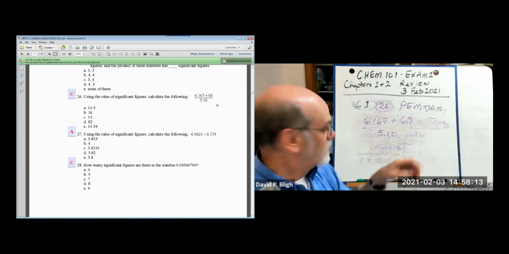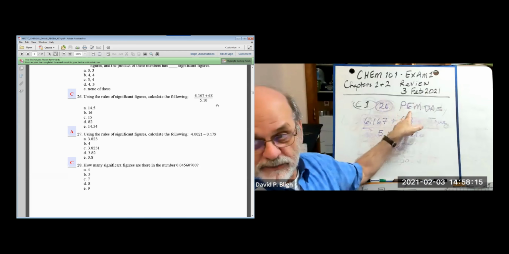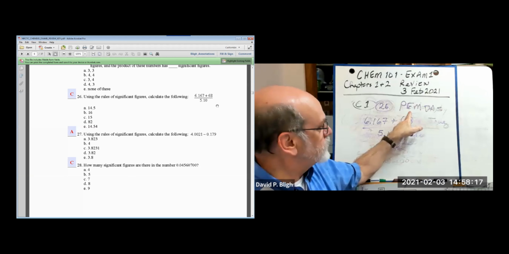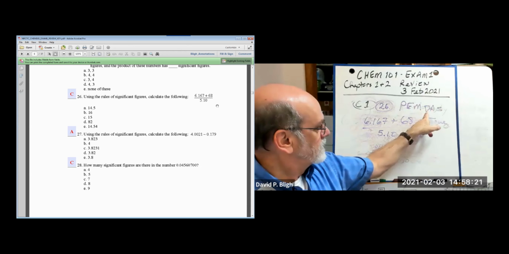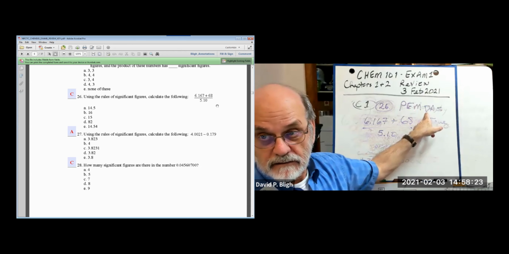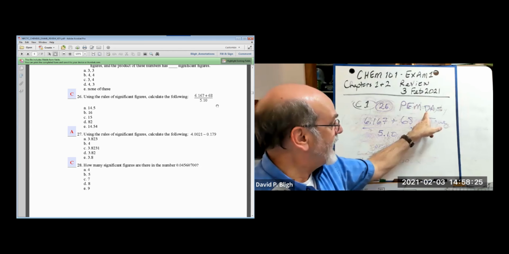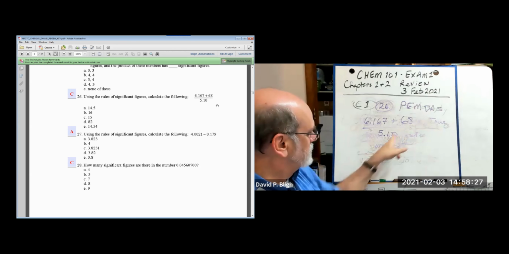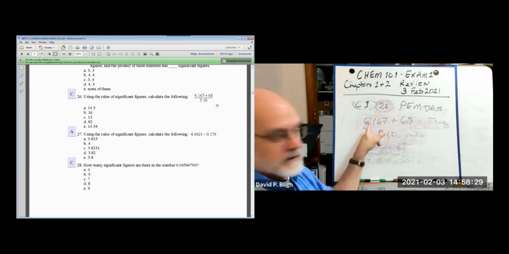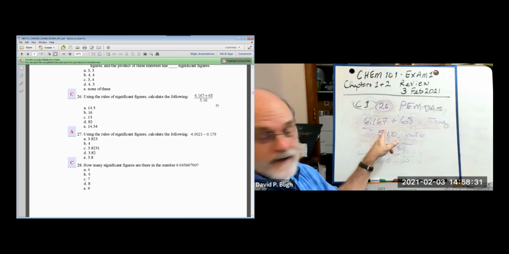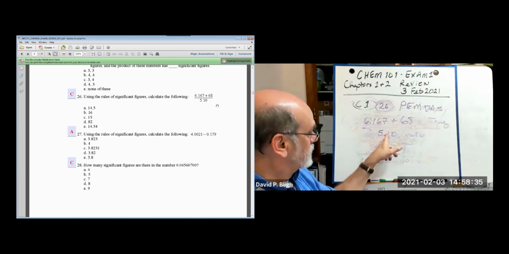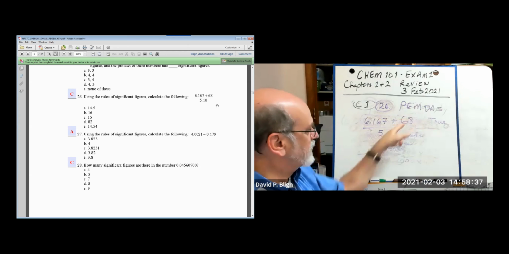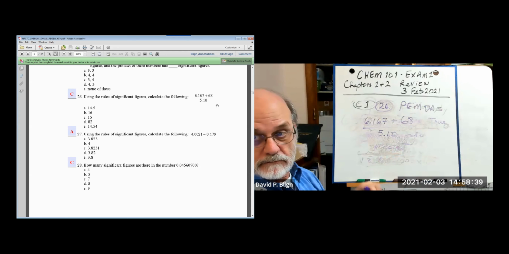PEMDAS. No parentheses, no exponents. So then we do what? Multiply. There's no multiply. There's divide, right? So if there's divide, how are we going to divide this one into that? We have to divide into each one, right? This one into that one, and that one into that one, okay?